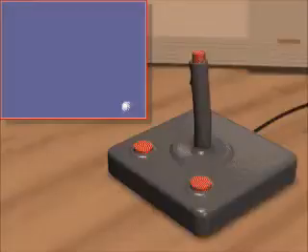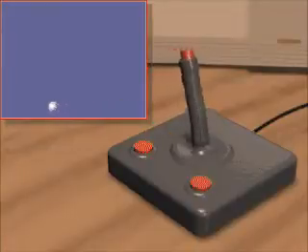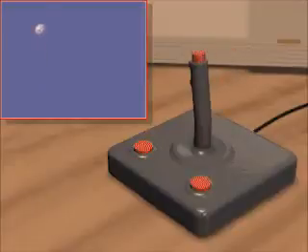A joystick does the same job as a mouse, but in a different way. Instead of using mechanical rollers as a mouse does, the joystick uses two electrical resistors that measure how much the joystick is moved. The amount of electricity that can flow through the resistors depends on the position of the joystick. The joystick's fire buttons work just like the mouse buttons, except they're usually more fun.